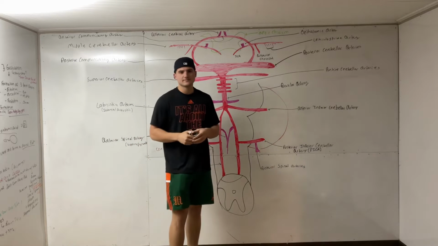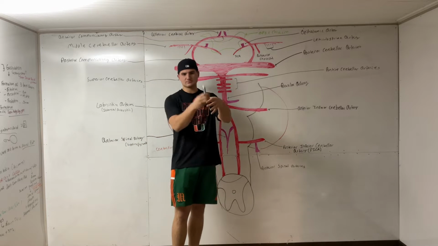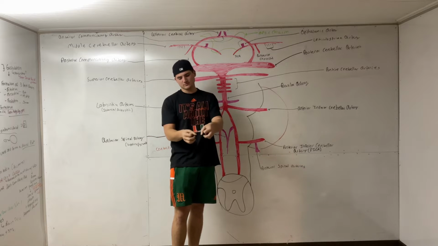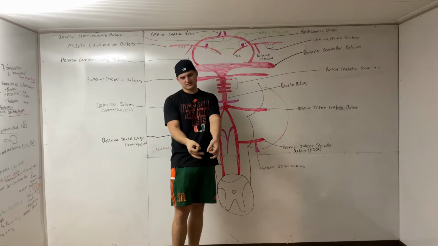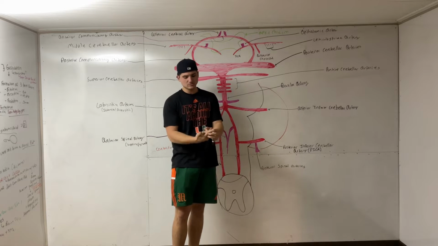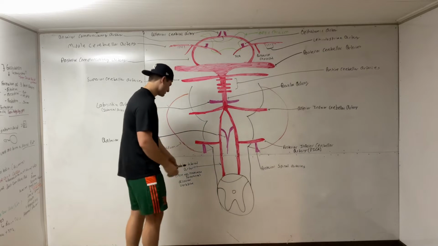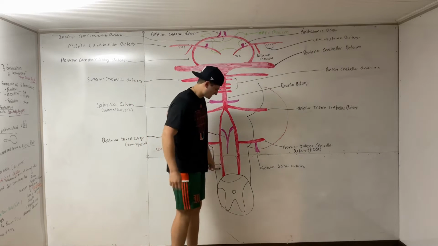So the vertebrae, we know it's a bone structure. In the middle, we have the spinal cord, and then we have foramens on either side. There are these little holes, and through these little holes, we're going to have two vertebral arteries. So right here, you see vertebral arteries, 1 and 2.